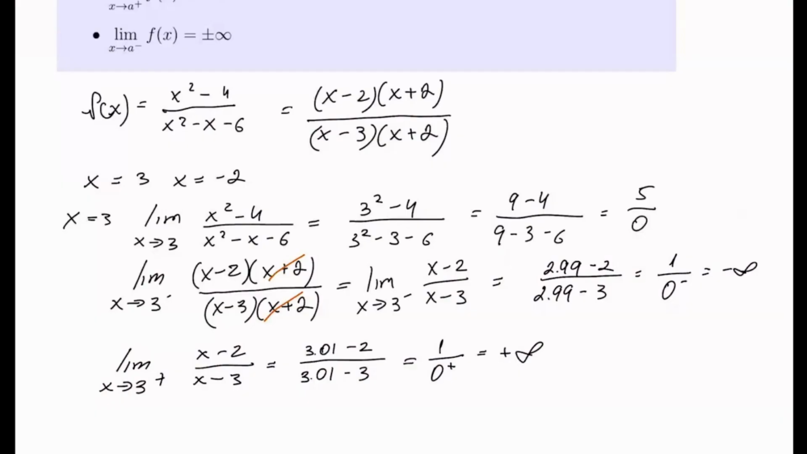So the key insight: vertical asymptotes occur when the denominator is 0 but the numerator is not 0 after all the cancellations. And in indeterminate form, when we have 0 over 0, we still need to manipulate the function, and we can find the limit. It's not infinity. Now let's explore infinite limits with some trigonometric functions.